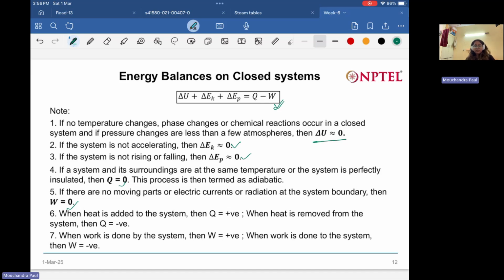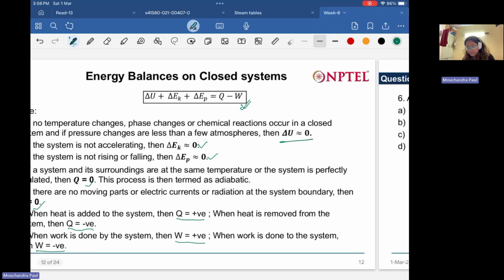A few more things to note. We use certain sign conventions in order to represent heat and work. If heat is added to the system, then Q will be represented with a positive value. If heat is removed from the system, Q will have a negative value. If work is done by the system, then W, or work, will have a positive value. If work is done on the system by the surrounding, then the work term will have a negative value. I hope these statements are pretty straightforward and easy to understand. So we'll move forward.